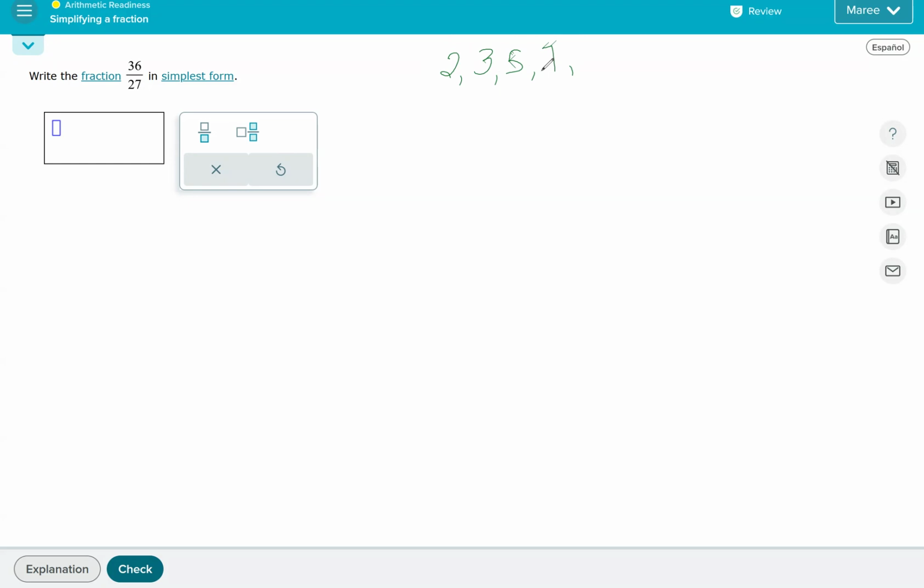Now 3 will go into both, so we can divide them both by 3. We're actually looking for the biggest number that goes into both, but this is a way that you can get started and reduce a little bit. So we're going to divide them both by 3, which 36 divided by 3 is 12. 27 divided by 3 is 9.